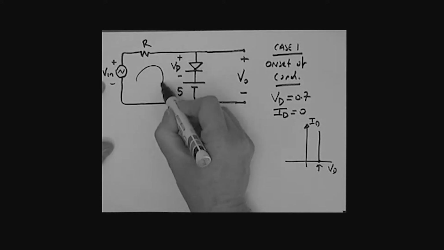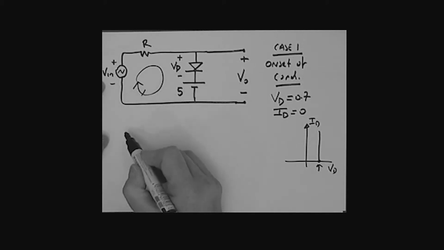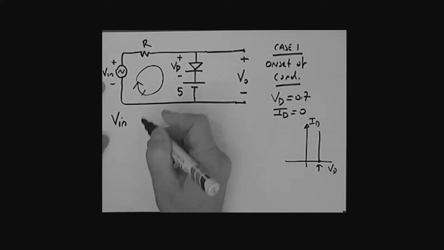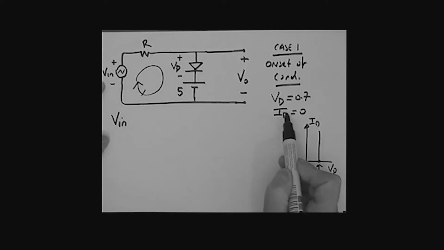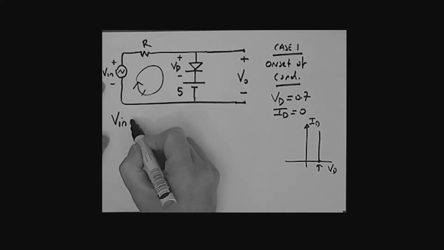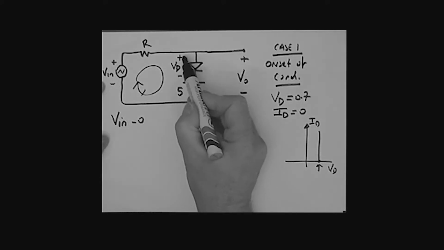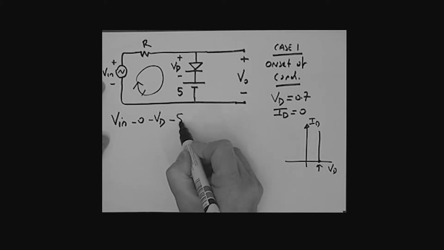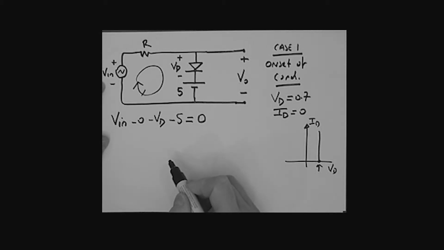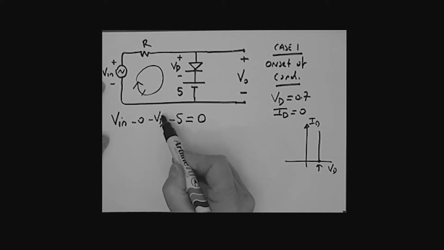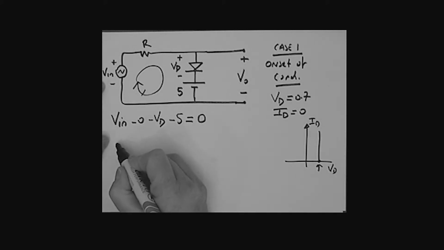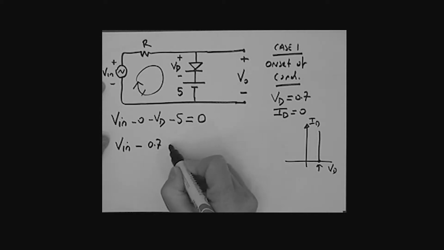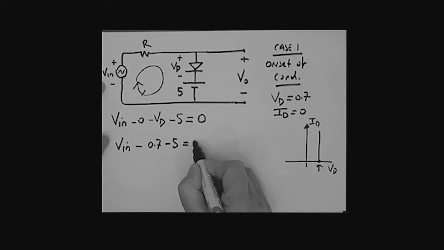What are we going to do next? We're going to take a loop. So we'll go around the loop, from a minus to a plus. We say that is V in. Now the voltage across that resistor, since this current is 0, of course would be 0, so I'll put a minus 0 there. Then we've got a drop, minus VD, and then we've got another drop, minus 5, all equals 0. Let's now put in this value of VD, which is 0.7. So really what we've got is V in minus 0.7 minus 5 all equals 0.